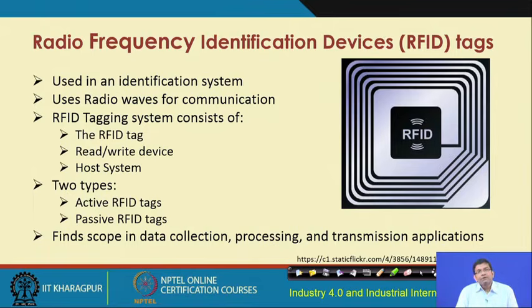So, there are two types of RFID tags, the active tag and the passive tag. These different tags would be able to collect the data, which will be further processed and sent to the applications that need the processed data.